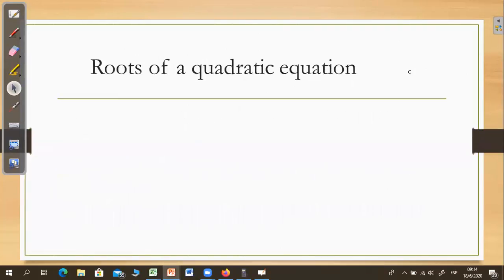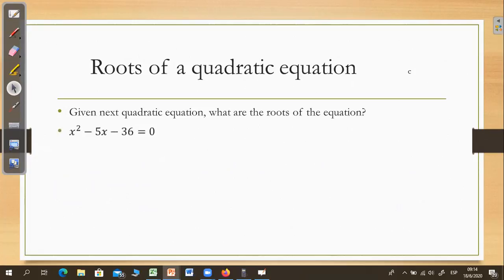Okay, here we have a simple exercise. Given the next quadratic equation, what are the roots of the equation? When I say the roots, I'm asking for the values of x that solve the equation.